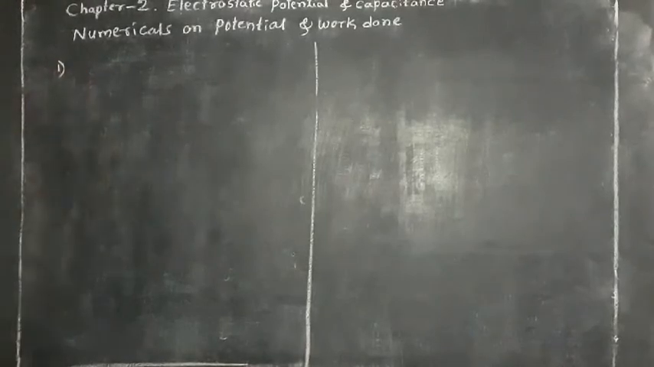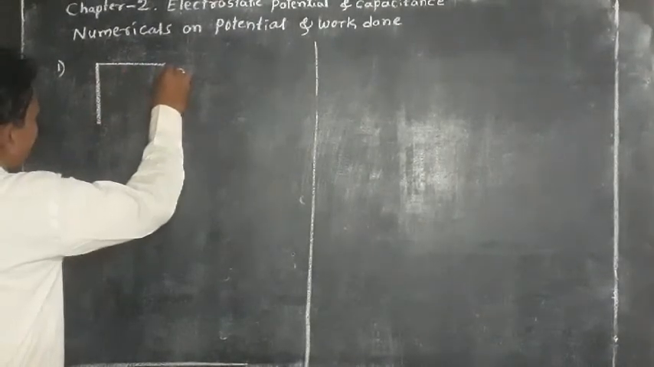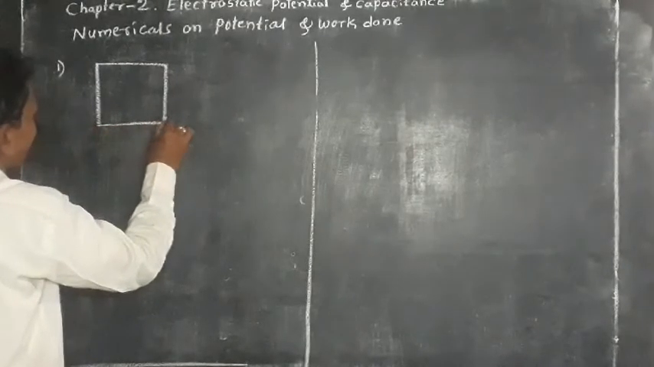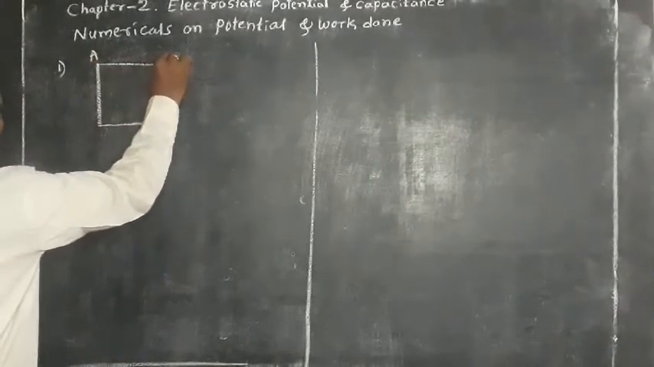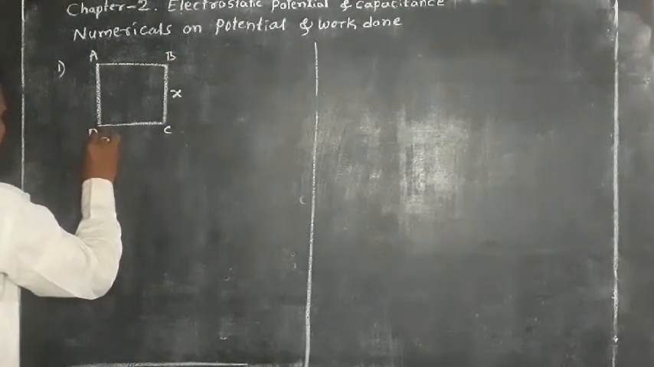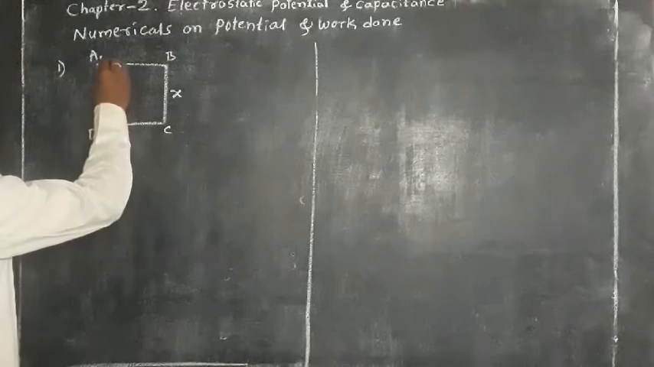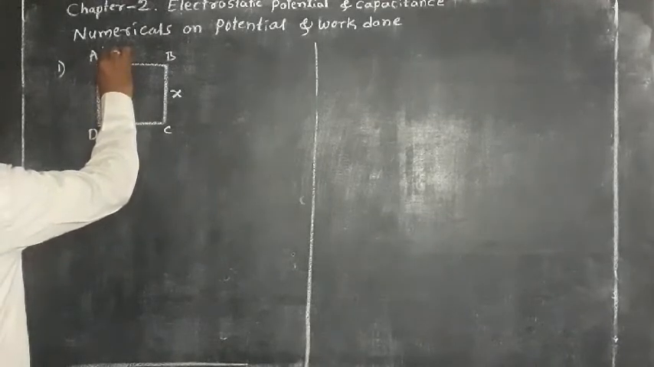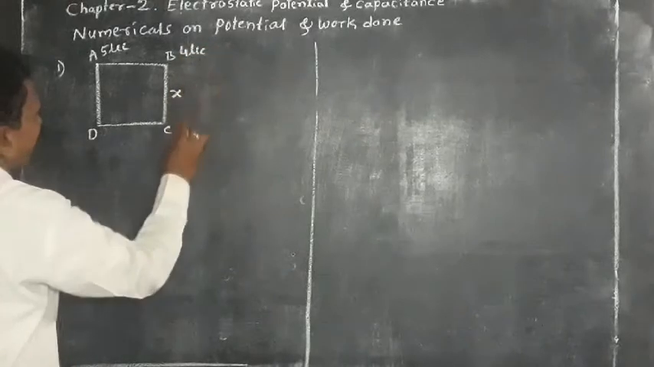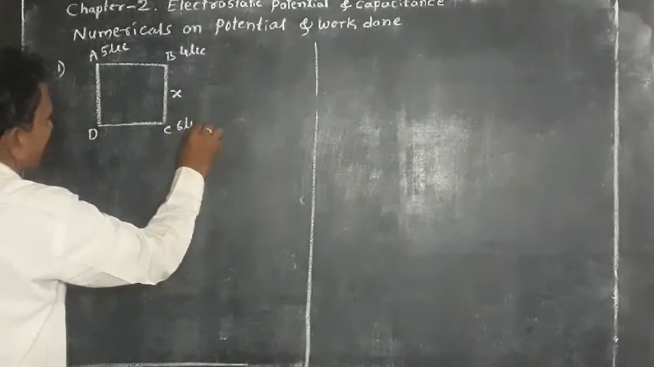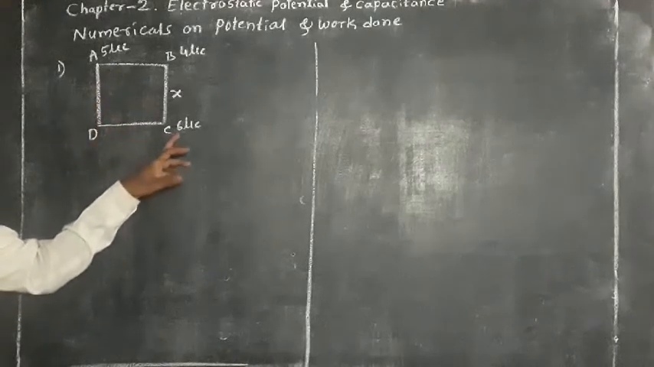First question, consider three charges placed at three corners of a square of side x meter. Let A, B and C, D be the vertices of the square. Three charges, 5 microcoulomb, 4 microcoulomb and 6 microcoulomb are placed at three corners of the square respectively.